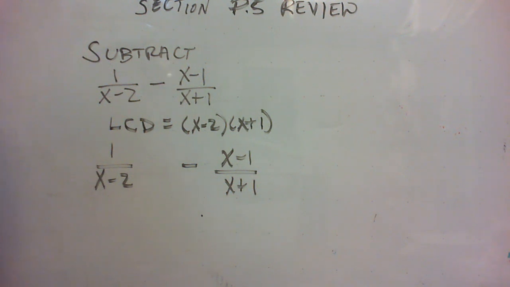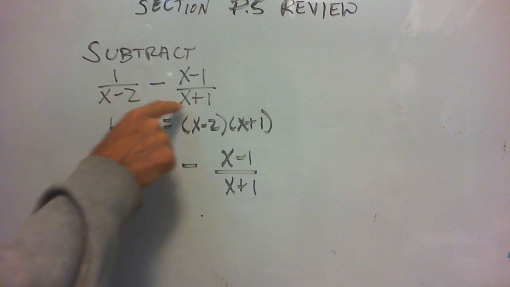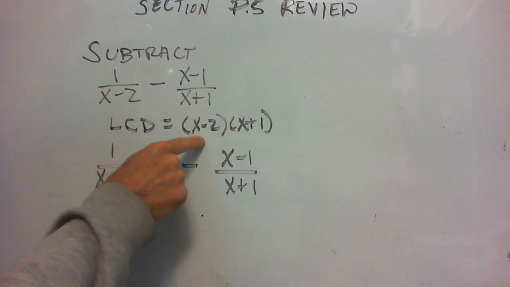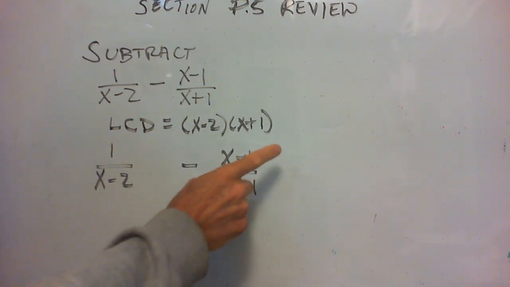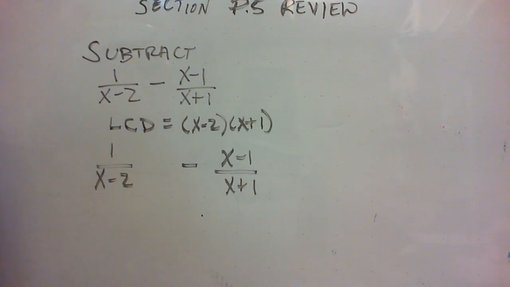So your first step is find the least common denominator, or identify it, and it has to be the product of the two denominators, x minus 2 times x plus 1. So you're going to multiply one fraction by x plus 1 over x plus 1 and one fraction by x minus 2 over x minus 2. So do that if you haven't done that correctly yet, and then finish this up.